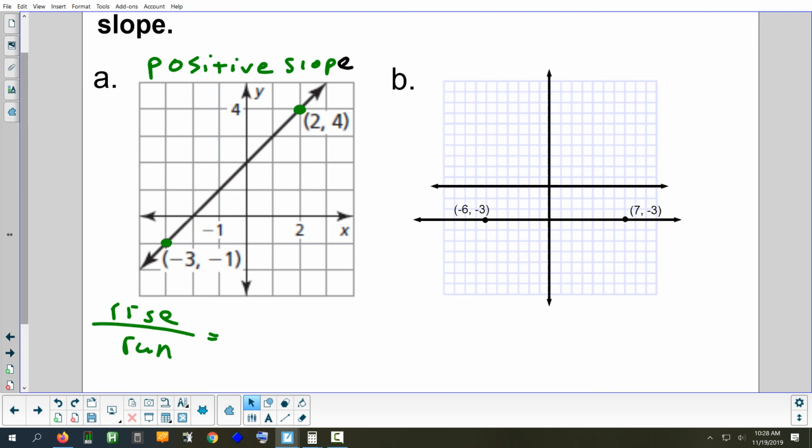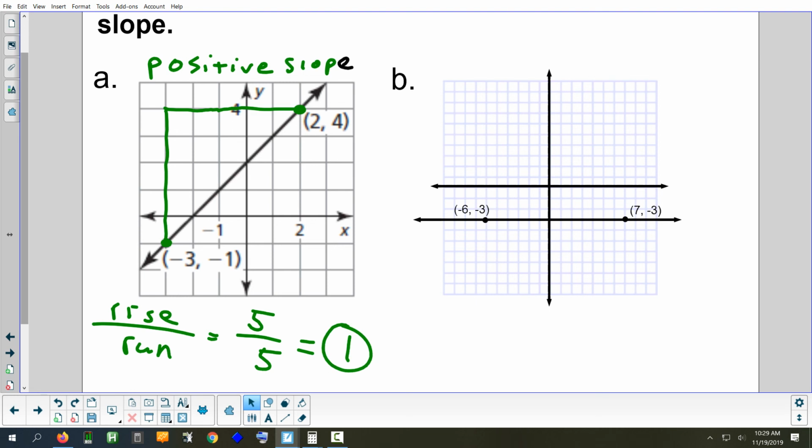So let's go up. 1, 2, 3, 4, 5. I went up 5. Is that a positive or a negative? Positive. That's my rise. How many do I have to go to the right? 1, 2, 3, 4, 5. So there's your rise, up 5. There's your run, right 5. Now, reduce that if you can. What's 5 divided by 5? 1. That's the slope of that line.